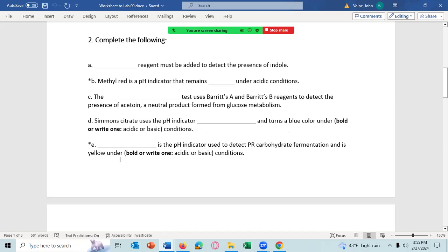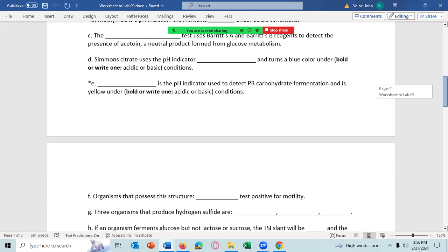2E is similar. You need to name the pH indicator used to detect the PR carbohydrate fermentation test. And this indicator turns yellow under which conditions, acidic or basic conditions. Once again, you can write acidic or basic for your answer over here. Sorry, that doesn't extend further. Or you could bold one or the other, or underline one or the other. But you do have 2 questions to answer on 2E. If you only answer one, you'll get only partial credit.